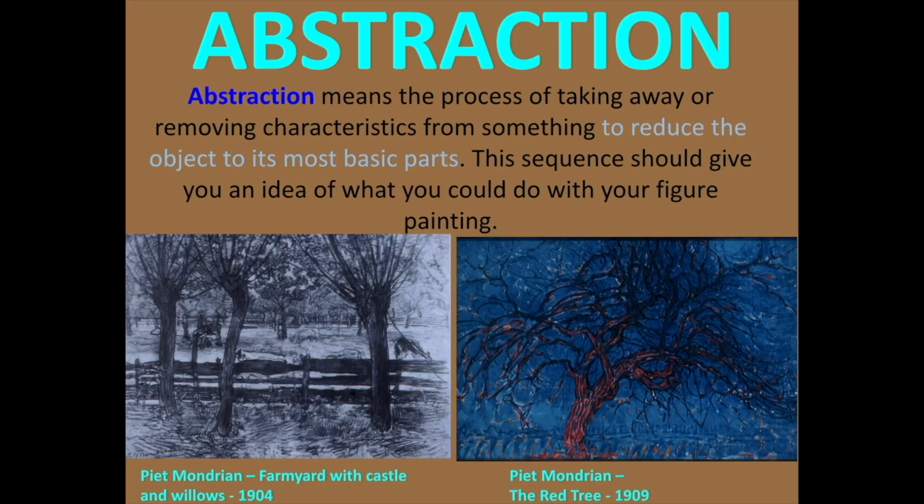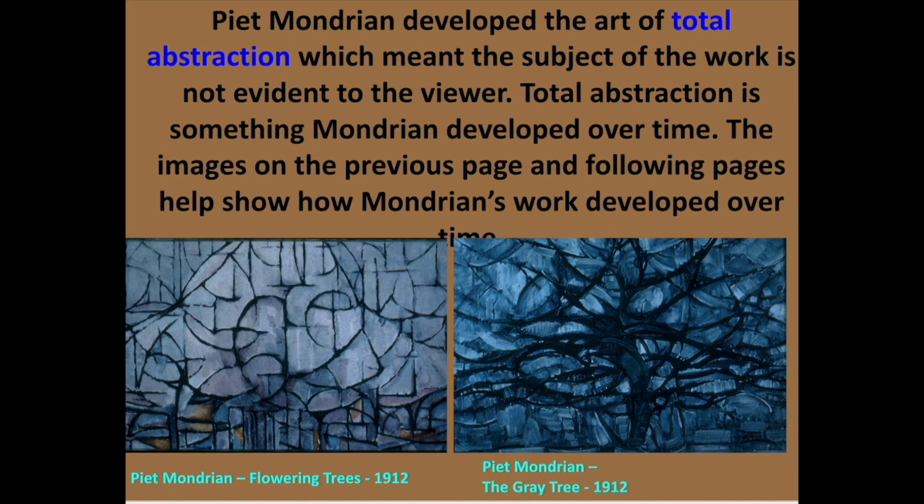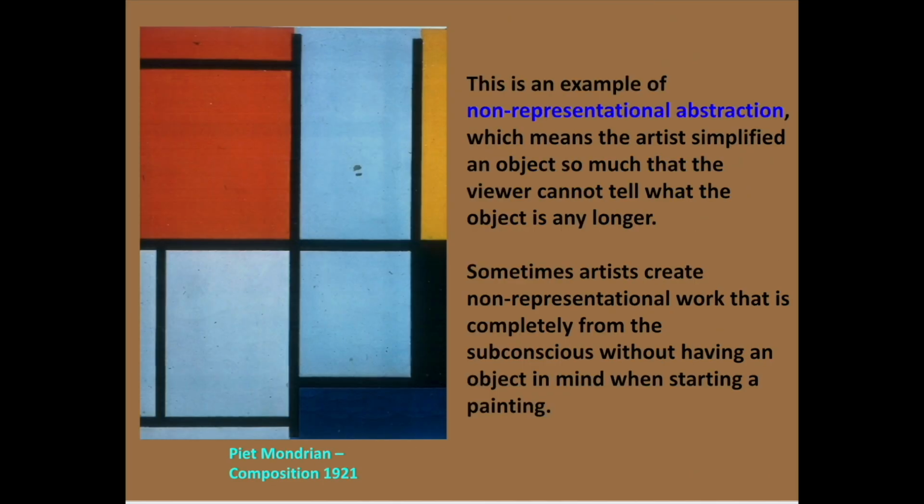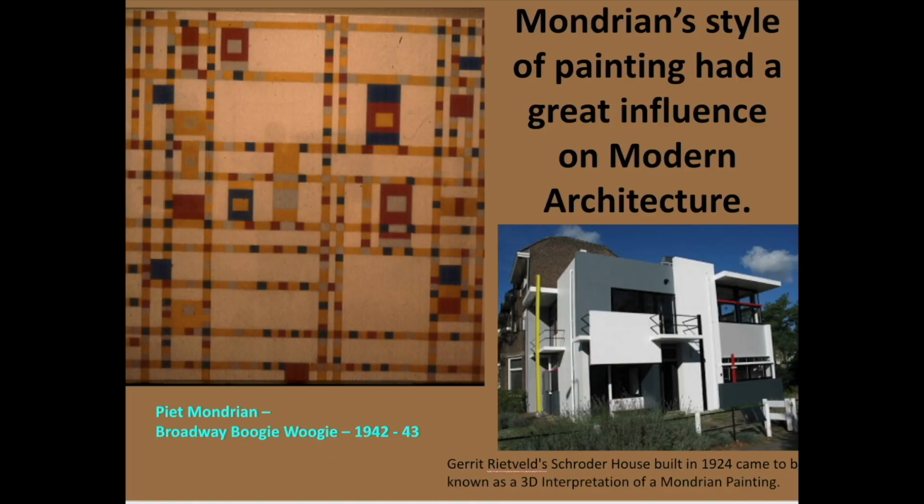Abstraction means that you're reducing the object to the most basic parts of what you can see. It took about 15 years if you look at the dates in the paintings shown here. Representational abstraction means that the artist simplified the objects, but the objects in the painting still are identifiable in the finished product. Non-representational abstraction means that the artist simplified the objects so much that the viewer can no longer tell what objects are represented in the painting. This shift influenced not just painting, but also architecture and design, as you can see in Schrader House, created by Gerrit Rietveld.